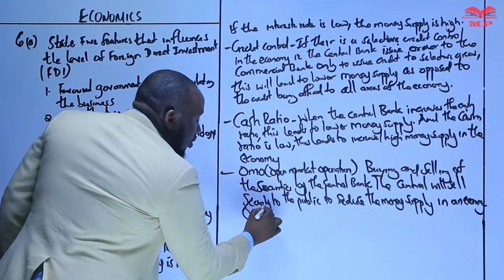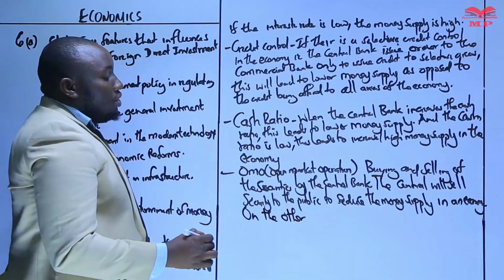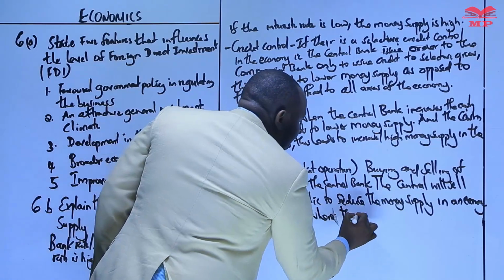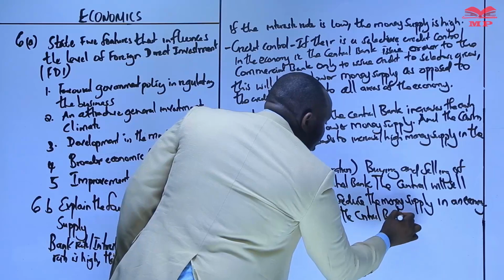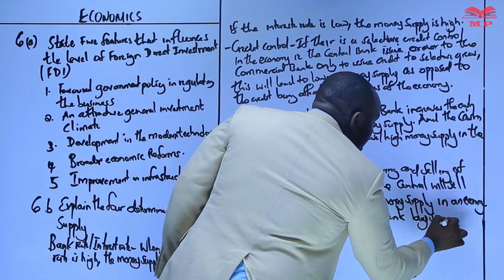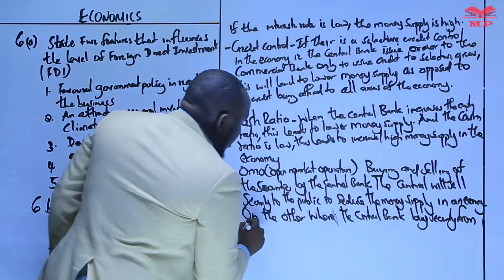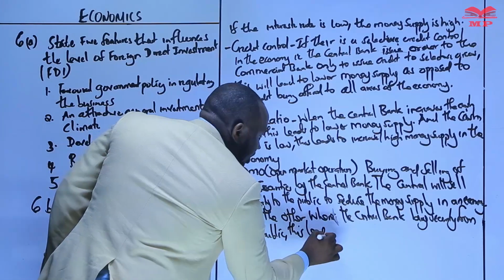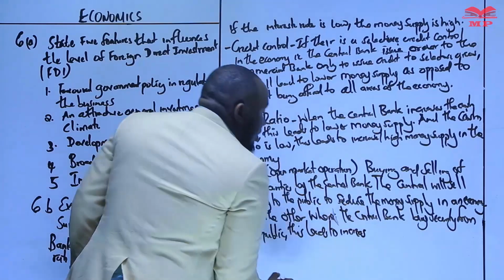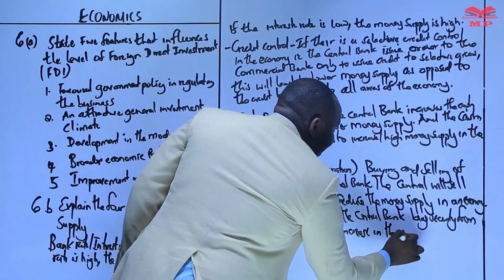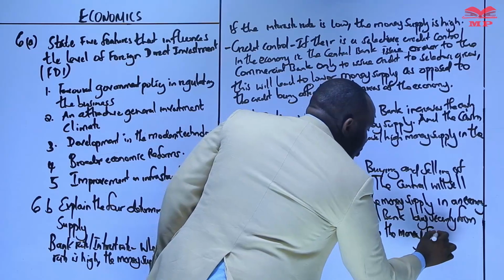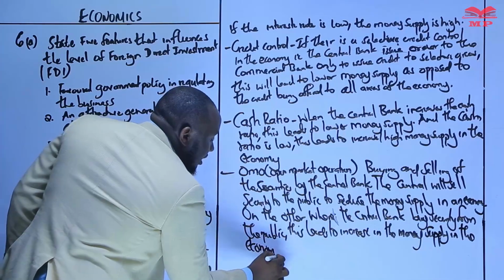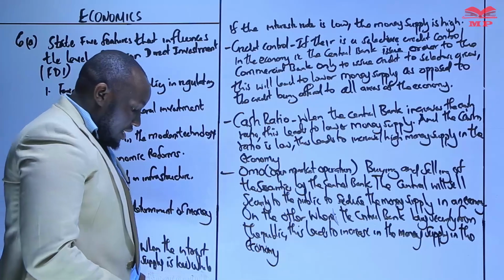On the other hand, when the central bank buys securities from the public, this leads to an increase in the money supply in the economy.